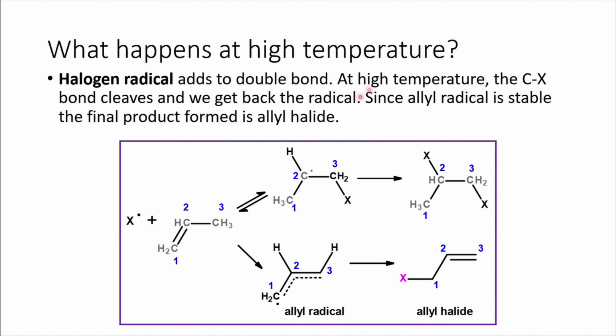But what happens at a high temperature is the C-X bond actually cleaves and we get back the radical. So, this is an equilibrium driven reaction. As you can see, the addition first takes place, but then the addition product again goes back to the starting material. This is what happens at very high temperature. So, by the end of the reaction, the addition products are again going back to the starting material.